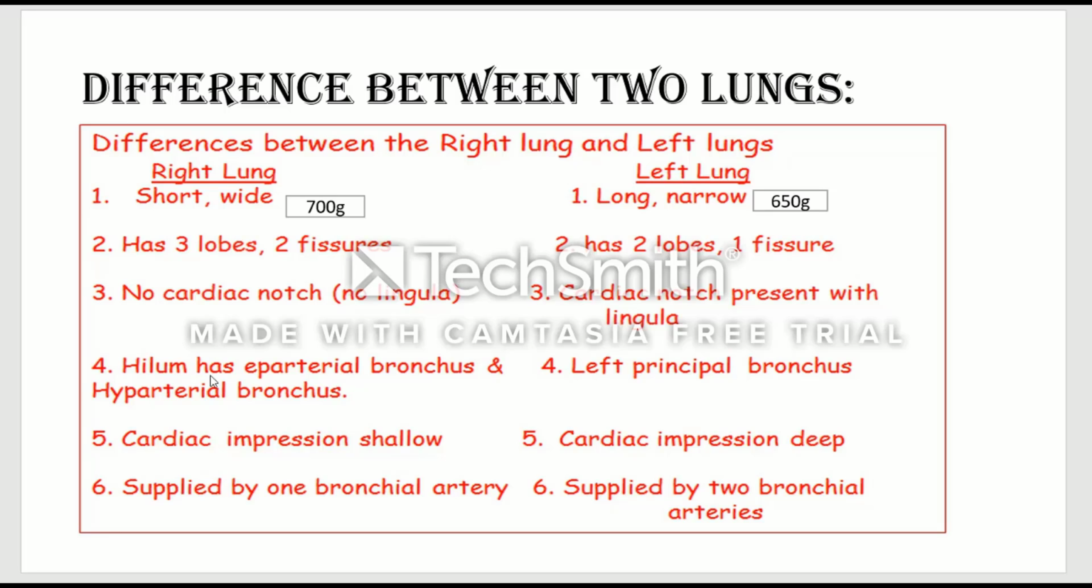And right lung এর ক্ষেত্রে hilum has eparterial bronchus and hyparterial bronchus, but left lung has only one bronchus, left principal bronchus. And right lung এর ক্ষেত্রে cardiac impression is shallow, but left lung এর ক্ষেত্রে cardiac impression is deep. And right lung is supplied by one bronchial artery, but left lung is supplied by 2 bronchial arteries.